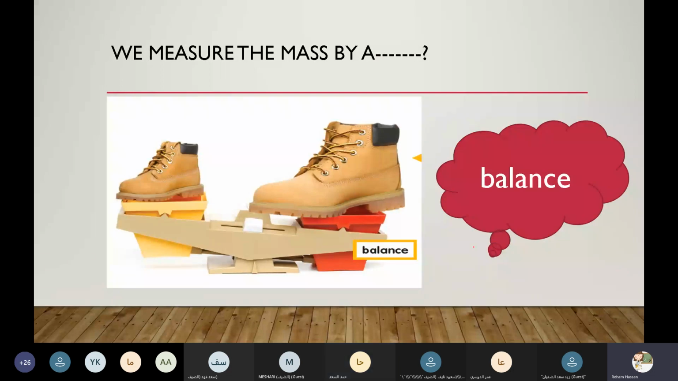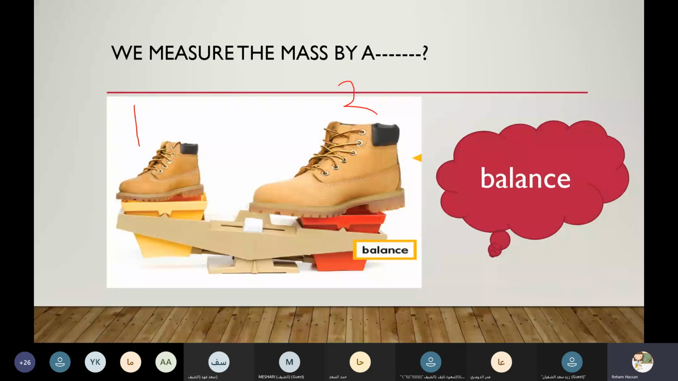So we measure mass by a balance. Okay, look at these shoes and tell me which has more mass. Yes, Sultan. Number 1 or number 2 has more mass?